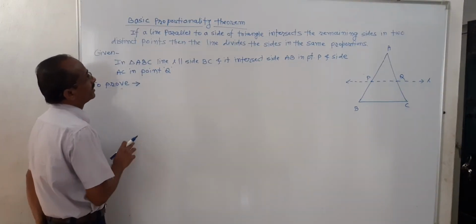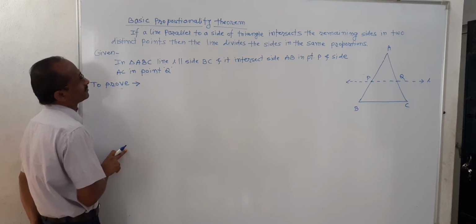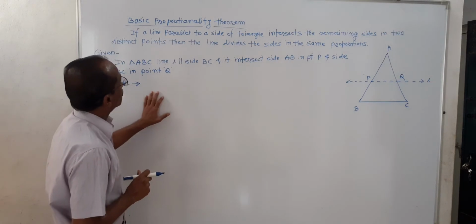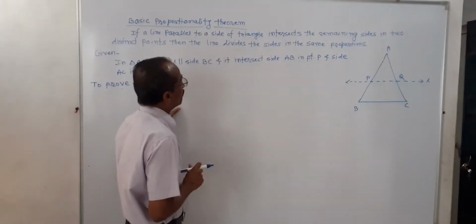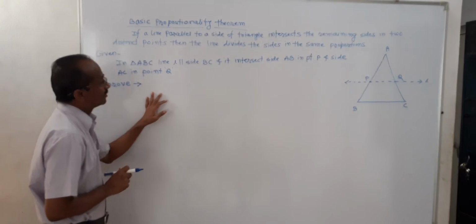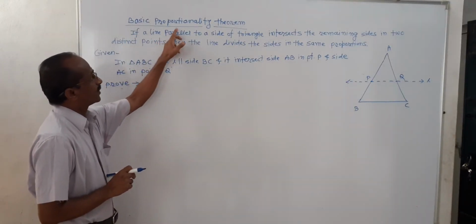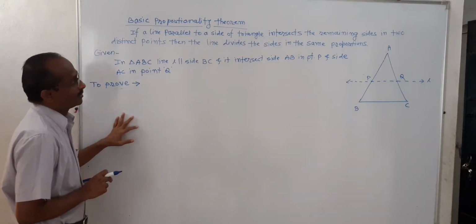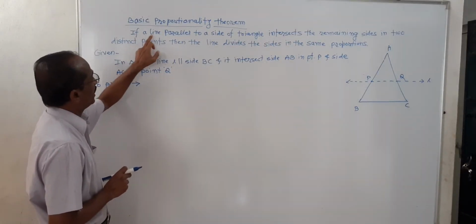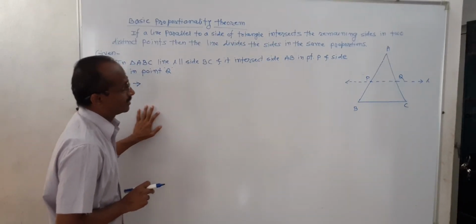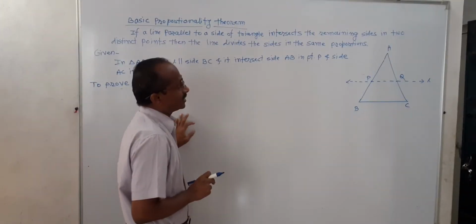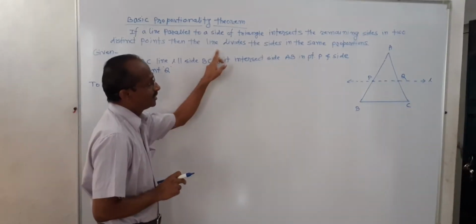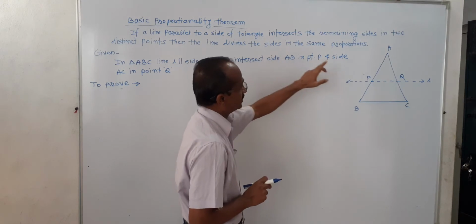So in the previous period, we had seen the ratio of areas of two triangles, and depending upon these properties, today we prove the basic proportionality theorem. Now this theorem says, if a line parallel to a side of a triangle intersects the remaining sides in two distinct points, then the line divides these sides in the same proportion.